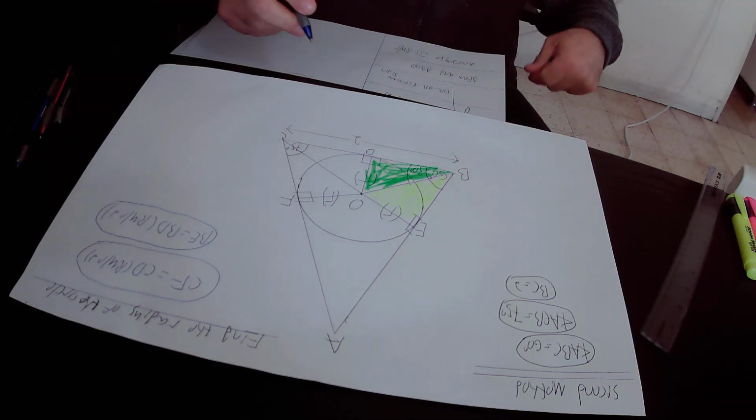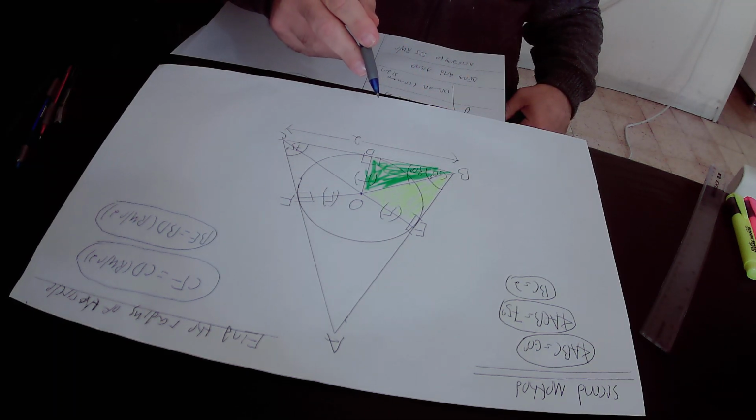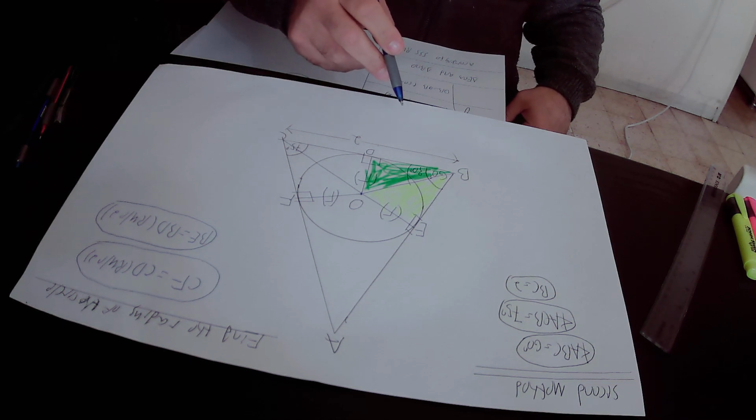In the next step, I will copy the green right triangle OBD in a new page and we'll analyze this green right triangle OBD.